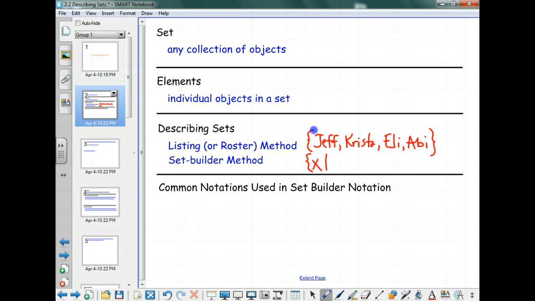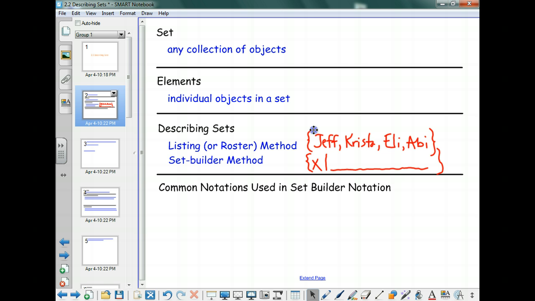No, it's not a colon. And this is read all x such that. That bar is read as the words such that. And then usually there's some kind of a description after this, and then it ends in another curly brace. All x such that these features or these characteristics are true about it.